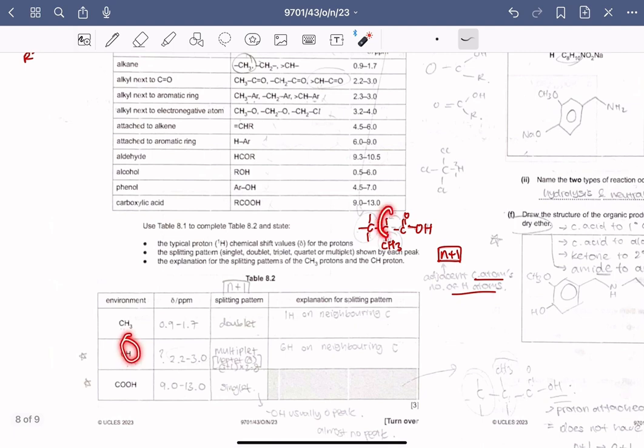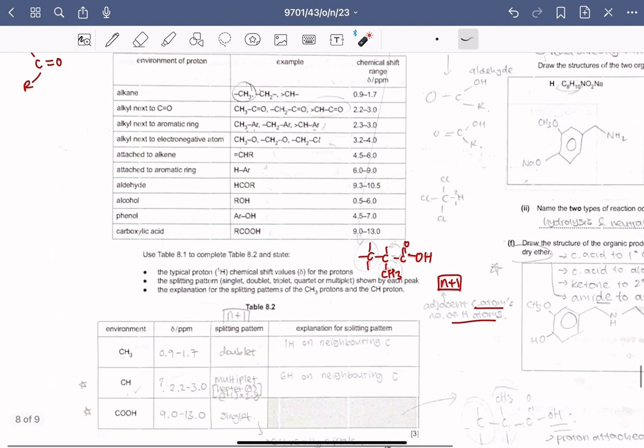Next, CH. It is bonded to a neighboring carbon atom with 3 H atoms, and another neighboring carbon atom with 3 H atoms. Each methyl group has 3 hydrogen atoms, so 3 plus 1 is 4. However, you have 2 methyl groups, so you could say that it is a heptet, a splitting pattern of 7, or you could say that it is a multiplet. The explanation for the splitting pattern is because there are 6 H in total on the neighboring carbon atoms. CH has a chemical shift value of 2.2 to 3.0 ppm, because of the alkyl next to a C double bond O group.